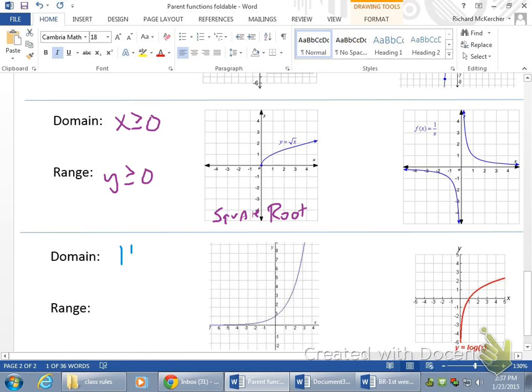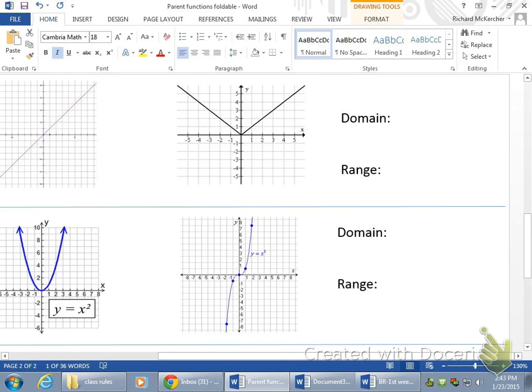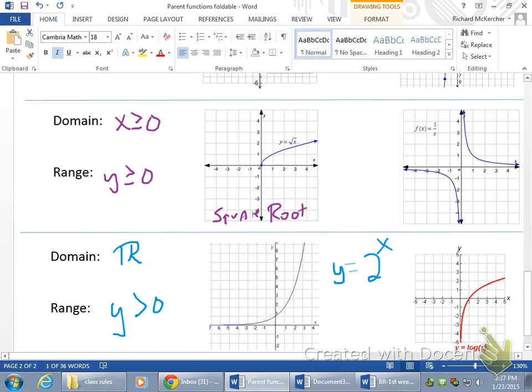Next is exponential. On the exponential, I used a very specific exponential here. I used 2 to the x power. That 2 could be anything, but I chose 2 so it fit on the graph. Notice I can go forever to the left and forever to the right, which means I can use any number, so the domain is all real numbers. The range, however, never goes below this line. It's always above this line.